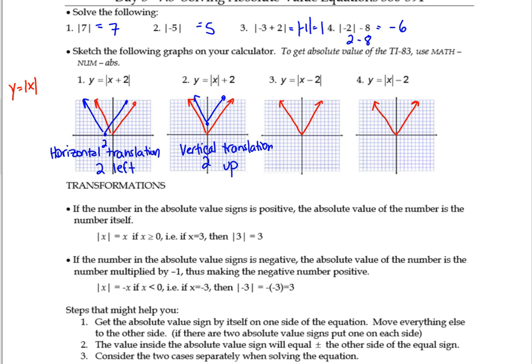Okay, let's try another one. Let's take a guess. What do you think will happen with this next one? Is it applying to the x or the y? The x, so it's going to be a horizontal translation, 2 to the right. So if we graph that, 2 to the right, it'll be like that. And this last one, is that with the x or the y? Y. So that would be a vertical translation 2 down.